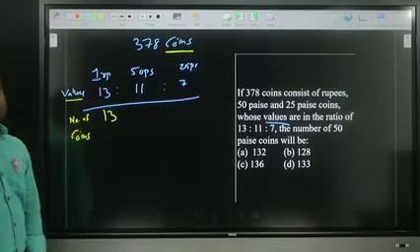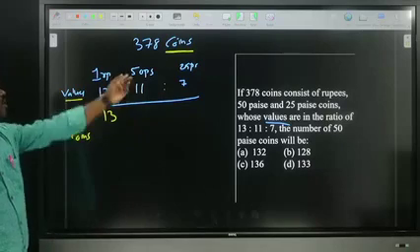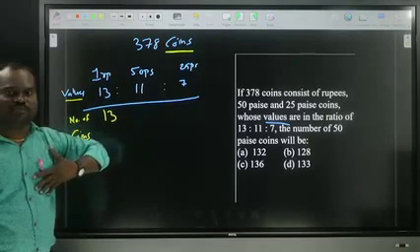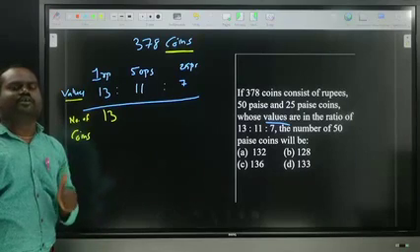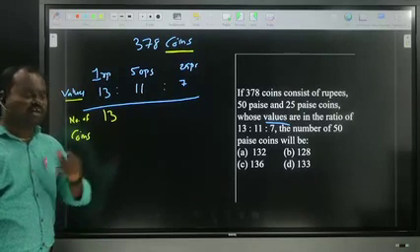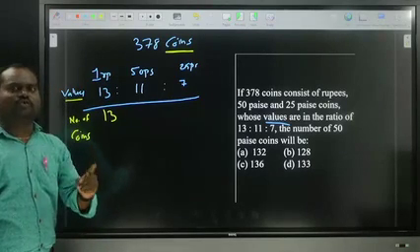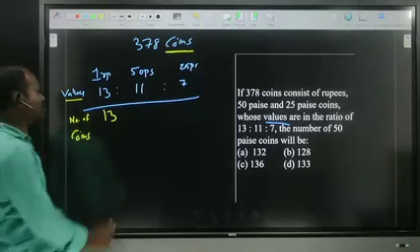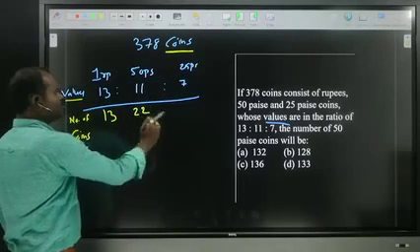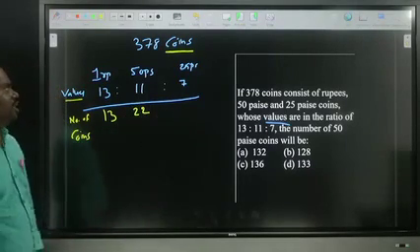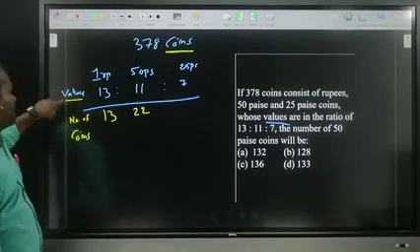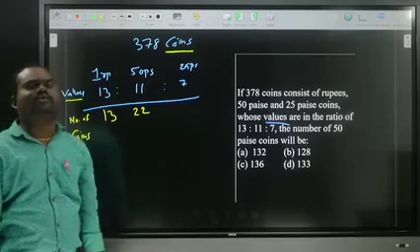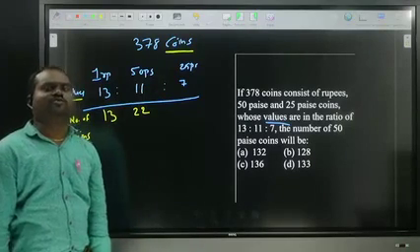Okay? Now assume with me all 50 paise coins are there. Value 11 rupees. That means how many coins? Each rupee is 2 coins. 11 rupees means 22 coins. Now assume with me all 25 paise coins. Value is how many rupees? 7 rupees. For each rupee 4 coins. 7 rupees means 28.